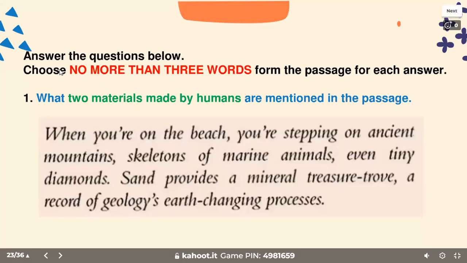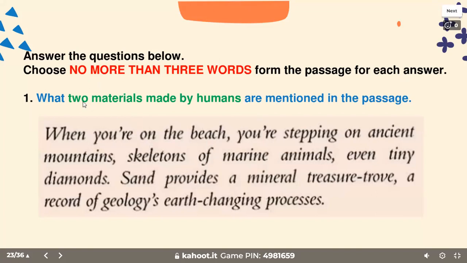Now, answer the questions below. Choose no more than 3 words from the passage for each answer. What 2 materials made by humans are mentioned in the passage? Well, now we are going to read, but we have a lot of skills now.